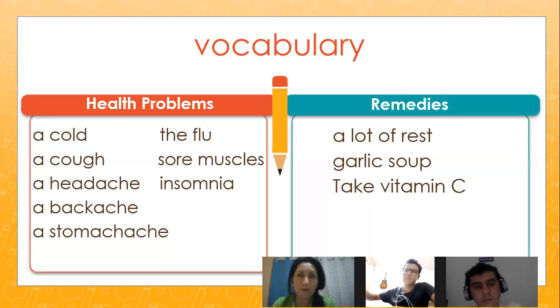Health problem. But remember, you have to turn off the microphone, right? Vamos a apagar los micrófonos un ratitito, please. And I want to see your lips moving, right? Okay, thank you. Now, repeat after me.